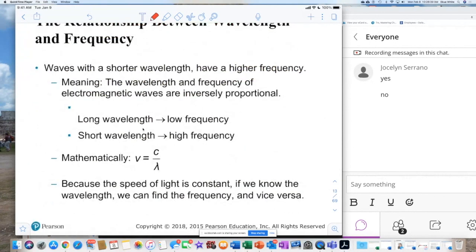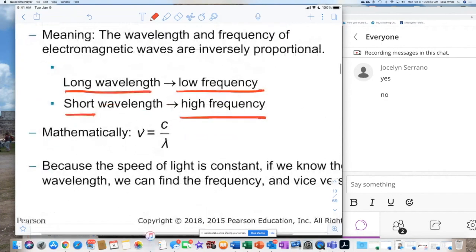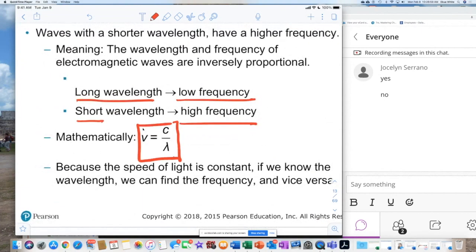Okay, so you want to know the relationship, you want to know the implications, you want to know how these go back and forth. Long wavelength, low frequency, short wavelength, high frequency. Okay, so from all of these relationships, we get this mathematical relationship right here. Remember, I told you guys the V doesn't stand for velocity here. This V here stands for frequency in context. Frequency has a unit per second. C is the speed of light. And then this is the wavelength.